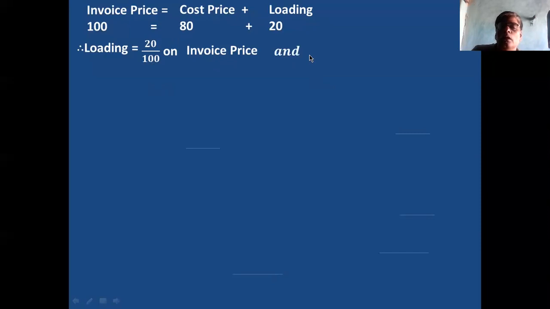Theta. And loading is equal to 20 by 80 on cost. 20 by 80 means 1 by 4. You take 1 by 4 while adding loading.